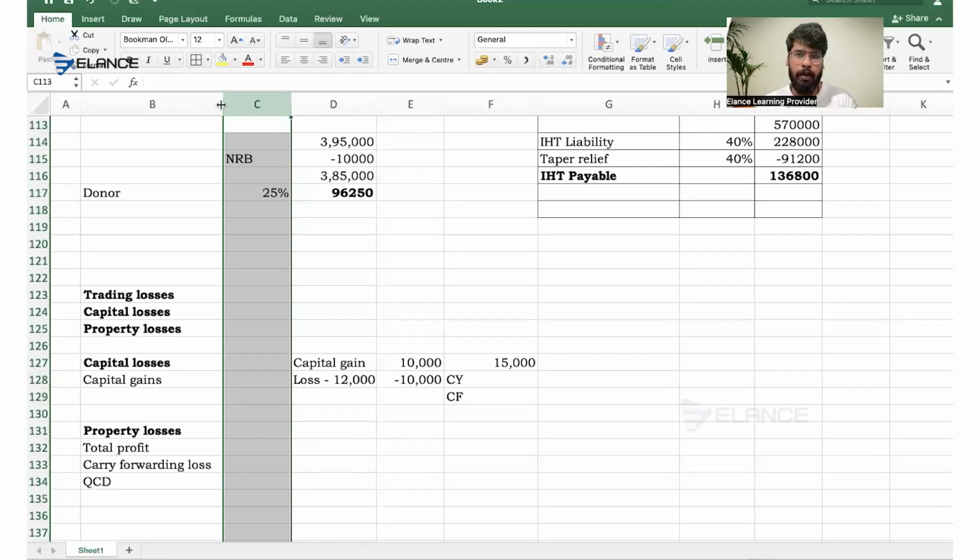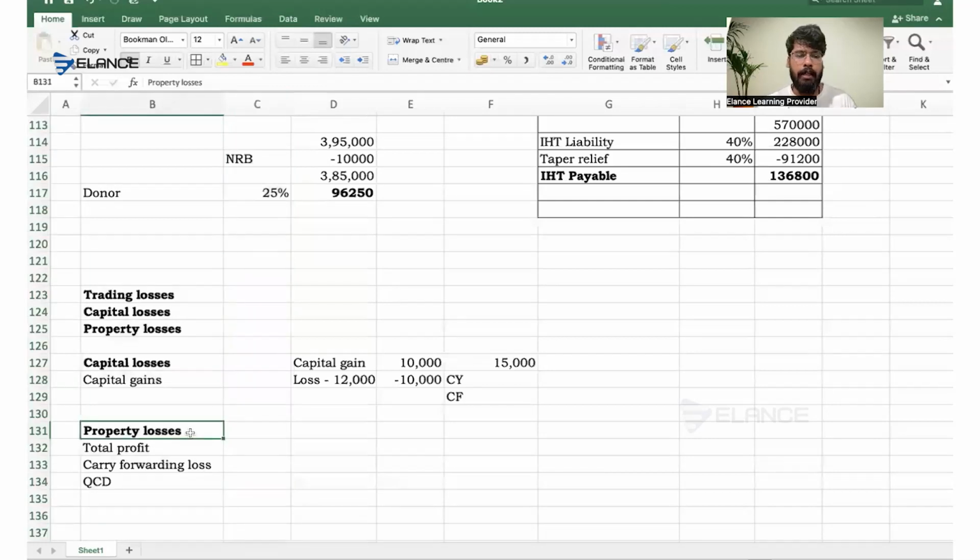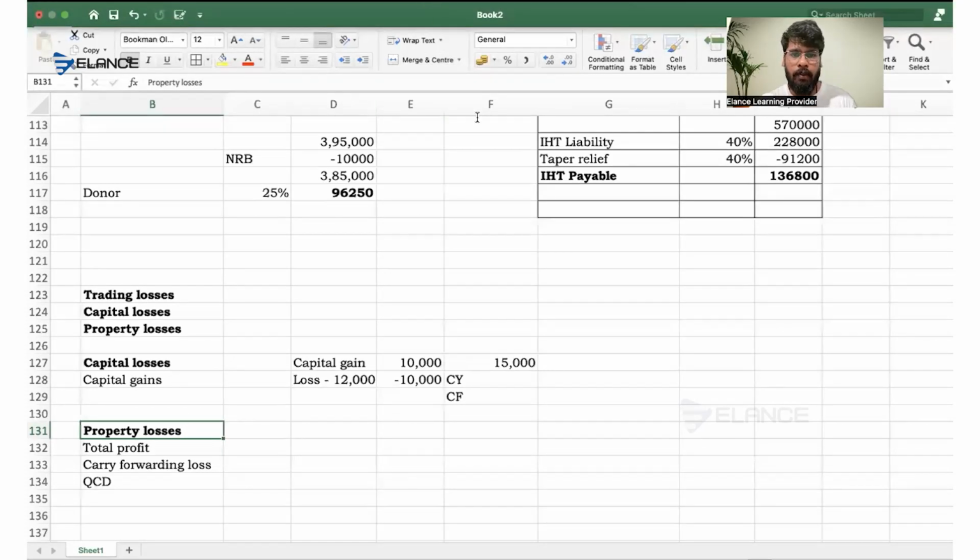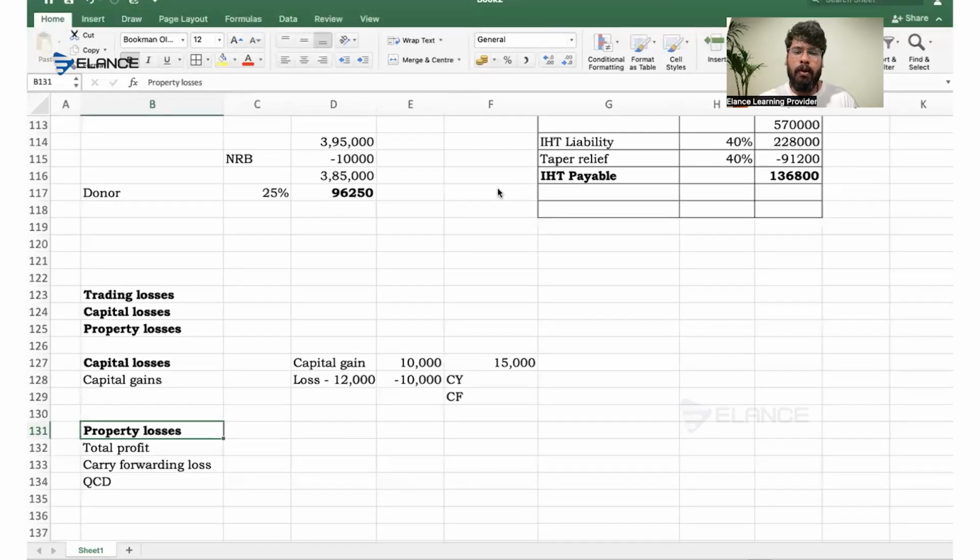from the total profit. So property losses we can set off from the current year, and if the loss is not completely relieved, we can carry forward that to the future. And while we are setting off the loss in the future, we should reserve the QCD, then the remaining amount we can set off from the total profit.